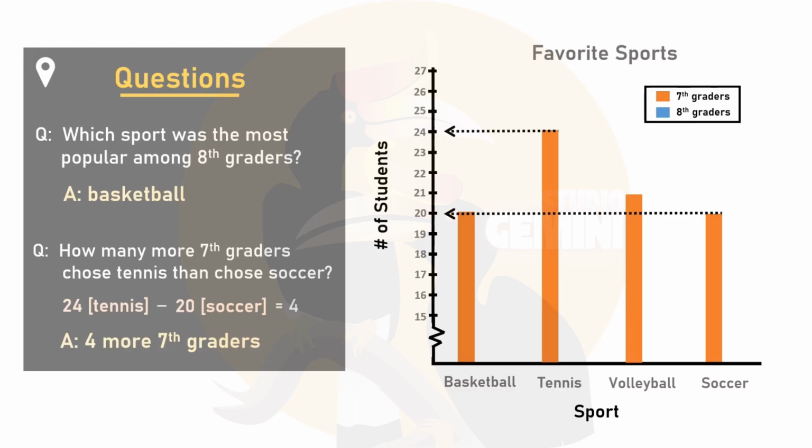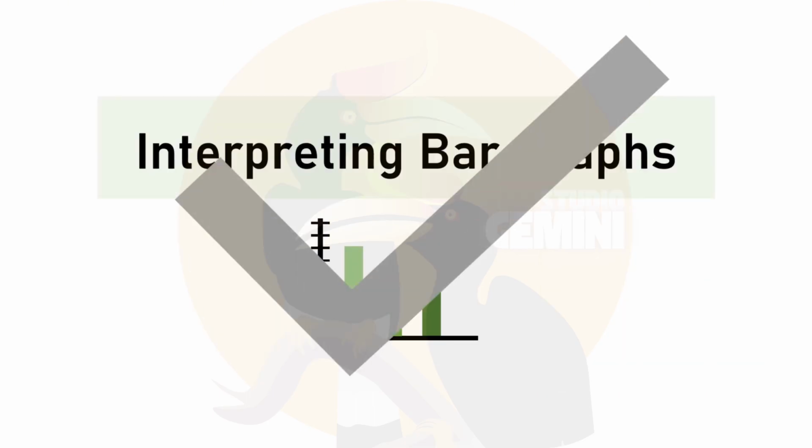Alright, and that's the end of it. As you can see, bar graphs can be used to tell us a lot of information in a neat and organized way. We can see how tall a mountain is, or how far someone ran, or even compare how 7th and 8th graders differ in their favorite sports.